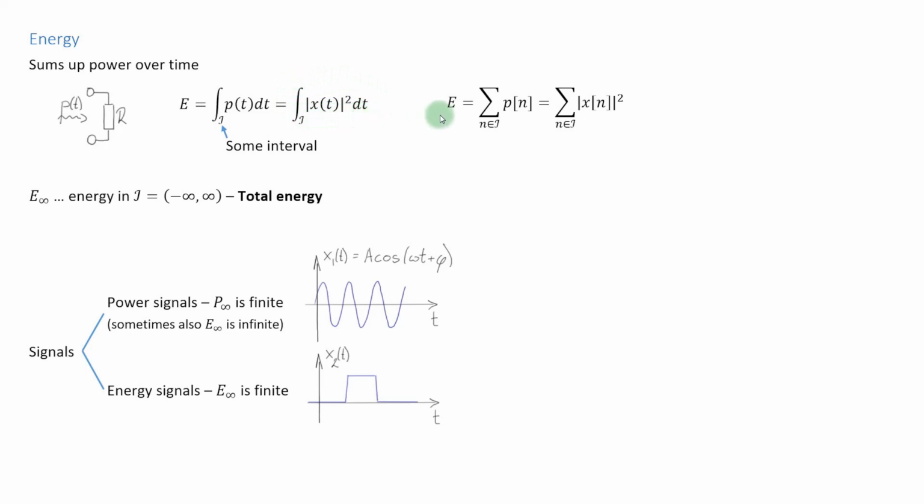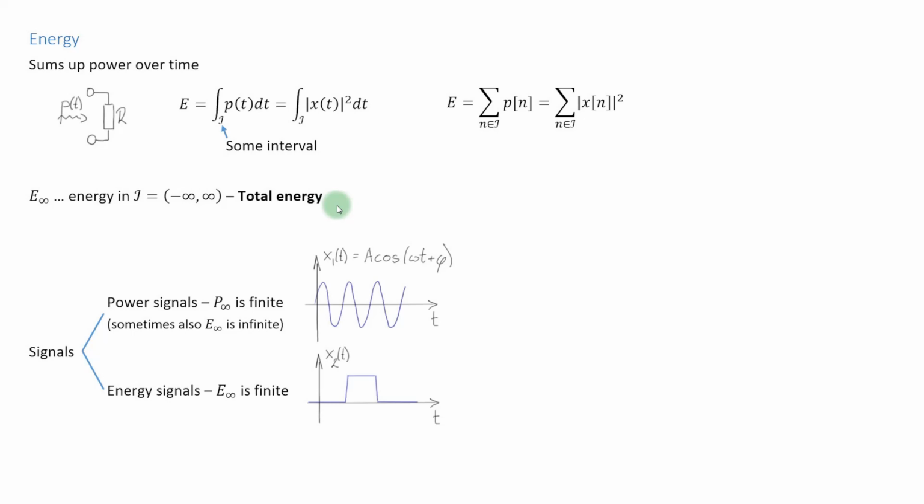And when we are dealing with the discrete time signal, the energy is defined as the sum of the instantaneous power over some chosen time interval I. When for the instantaneous power I substitute its definition as the signal squared, I will get this expression for the signal's energy. The energy in some finite interval we will denote as E. This E sub infinity we will use to denote the total energy of the signal. That is the energy in the interval from minus infinity to plus infinity. That is what I will call the total energy of a signal.